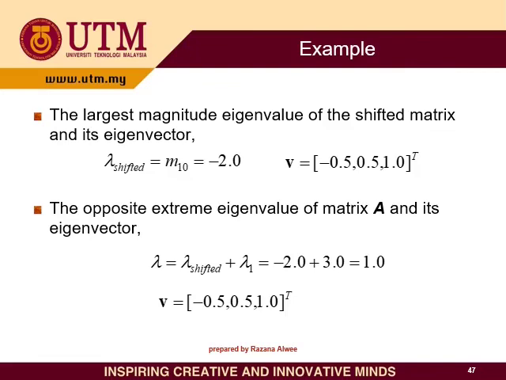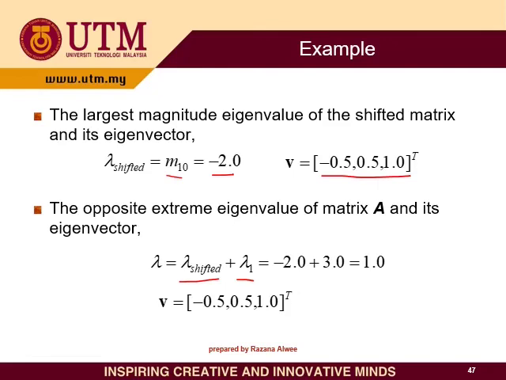As I mentioned, based on our table before, we have our shifted eigenvalue, M10, which is equal to -2.0. This is the eigenvalue, and the eigenvector is -0.5, 0.5, and 1.0. But the last step that we need to do in the shifted power method is to add back our shift to the eigenvalue, the lambda 1 that we found before the shift.